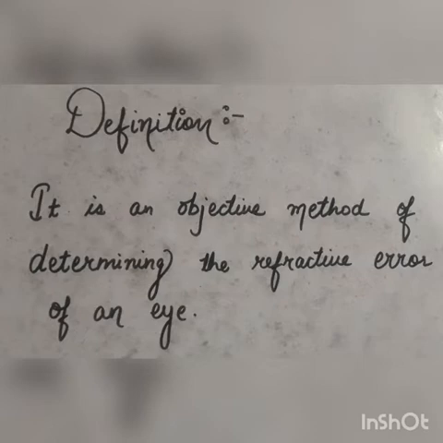Retinoscopy is an objective method to determine the refractive error of an eye. Here I use the term objective method. So what is the meaning of objective method? The meaning of objective method is when we are doing the objective refraction, we don't want the active participation of the patient, like we want the active participation of the patient in subjective refraction.